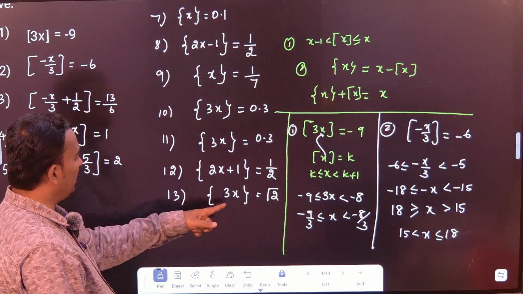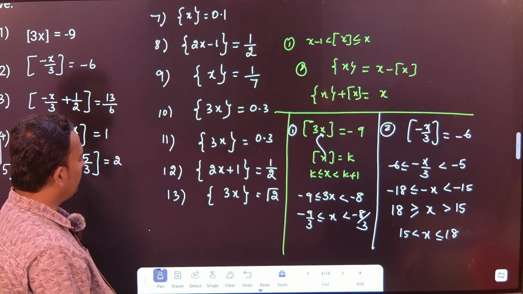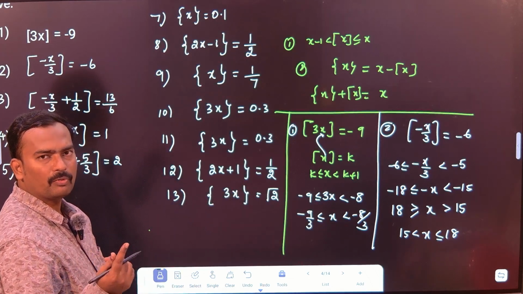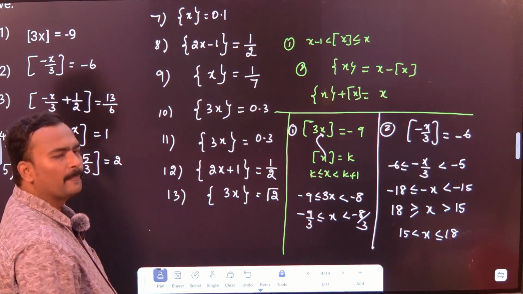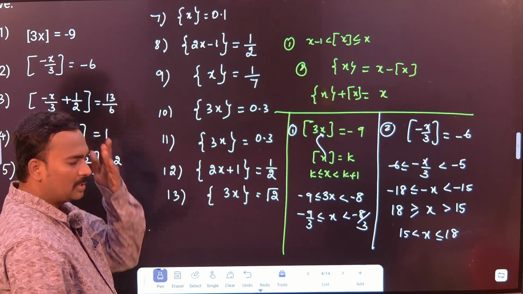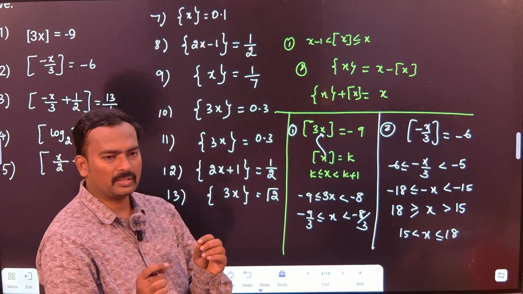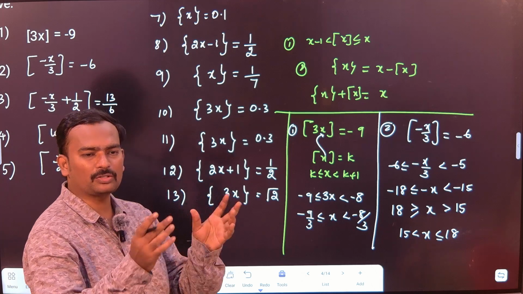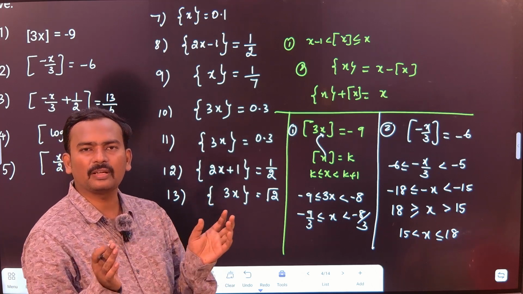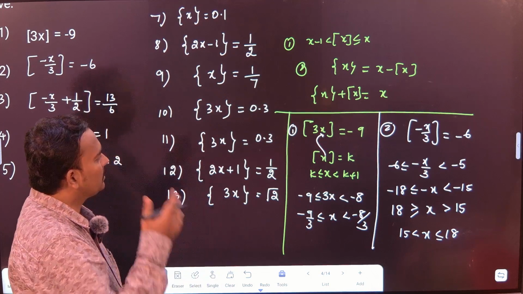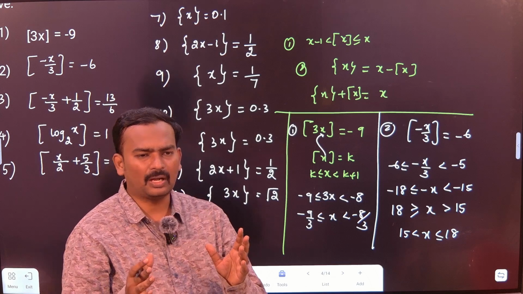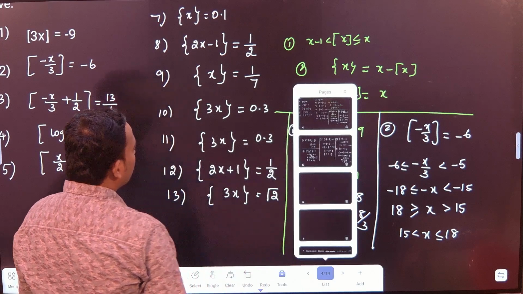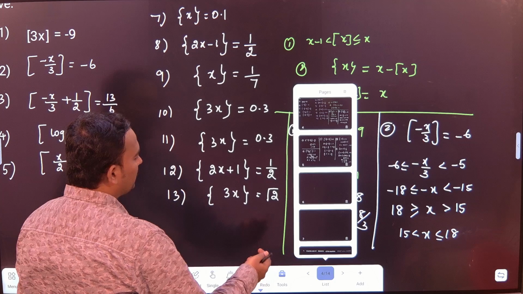You can see the 13th one: fractional part of 3x equal to square root of 2. Square root 2 is what? 1.414. It's more than 1. So x belongs to the empty set, because the fractional part range is 0 to 1. If the output does not belong to 0 to 1, it means no such x value is possible. So x belongs to the empty set. I hope all of you understand. So now we'll go for the next problems, because the remaining things are easy, you can do them.